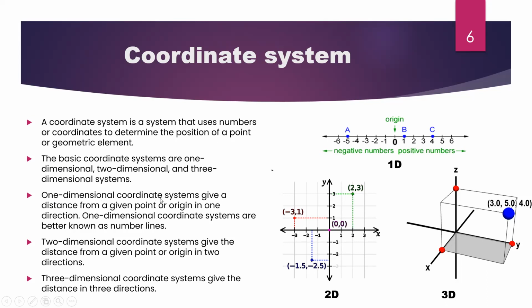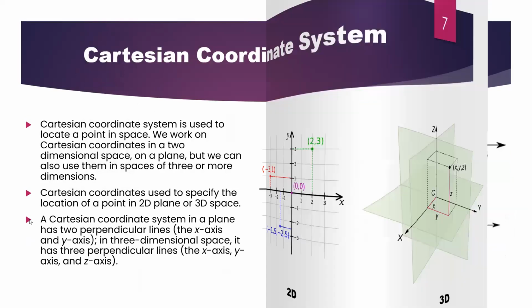One-dimensional coordinate systems give a distance from a given point or origin in one direction. One-dimensional coordinate systems are better known as number lines. Two-dimensional coordinate systems give the distance from a given point or origin in two directions. Three-dimensional coordinate systems give the distance in three directions.